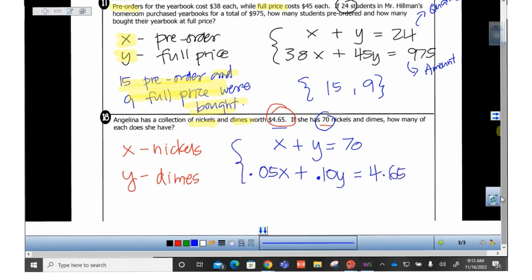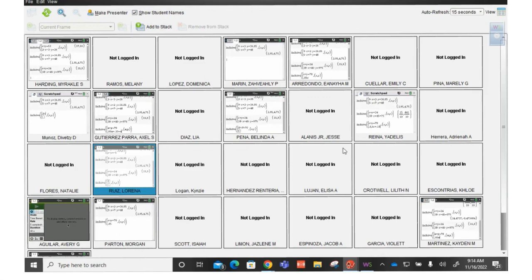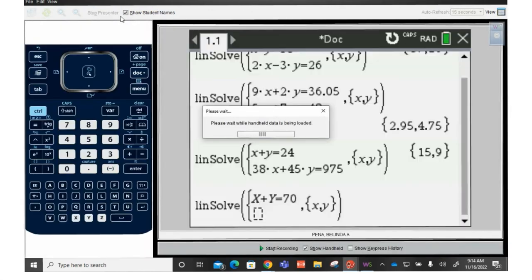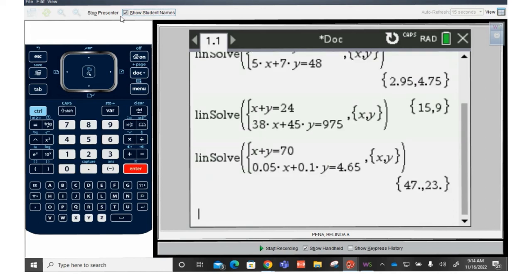So now we have our system. Okay, we have these two equations. Now type it in the calculator, menu 3, 2. And let's see, who can we use to be our presenter? Let's refresh it and boom. Okay, who's this? All right, Belinda. Oh, Belinda started already. So X plus Y equals 70, 0.05X plus 0.10Y equals 4.65, and hit enter, and the answer is 47, 23.